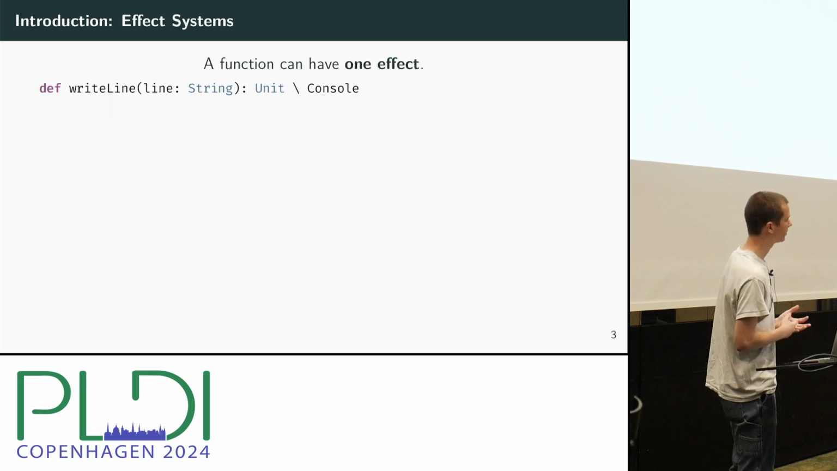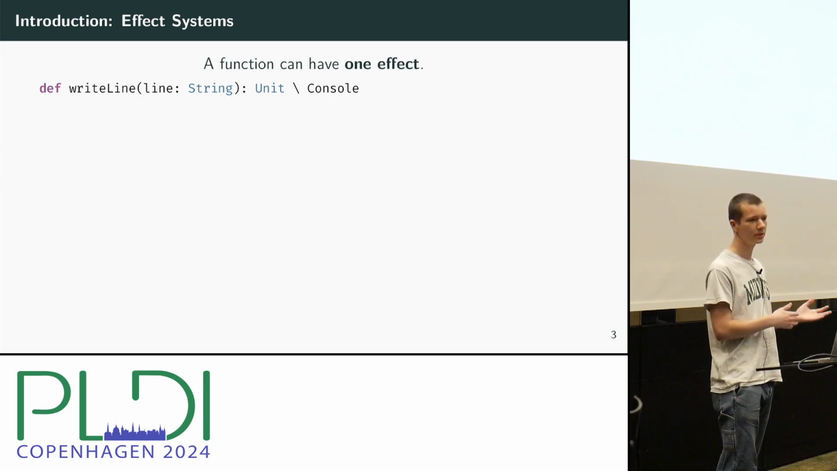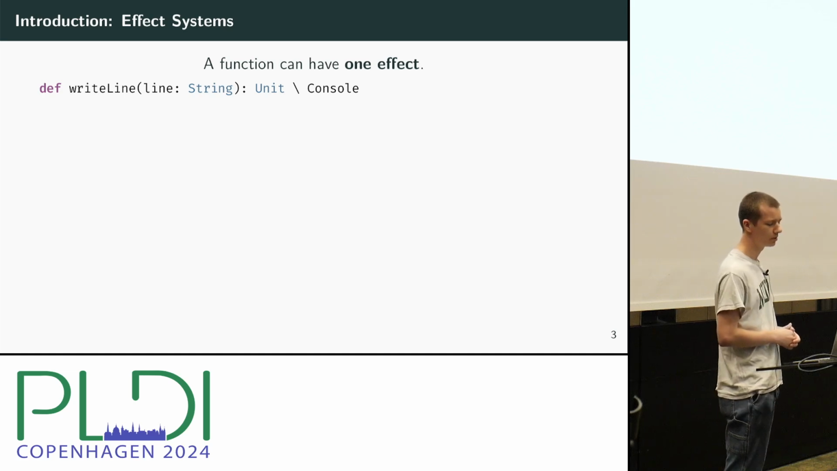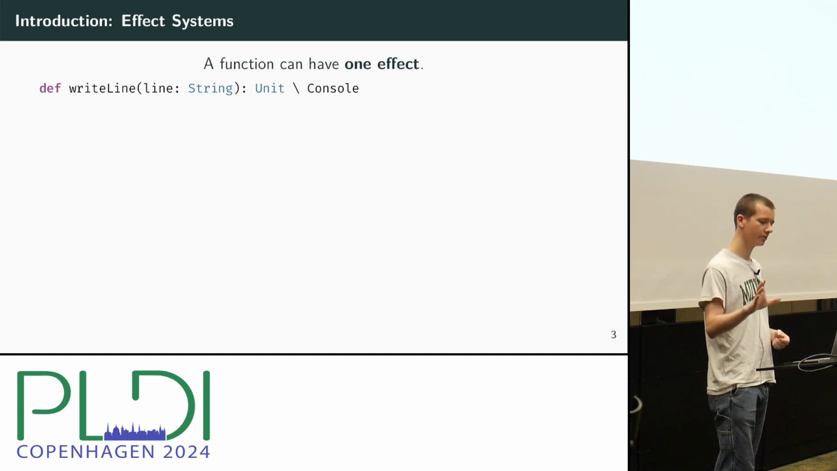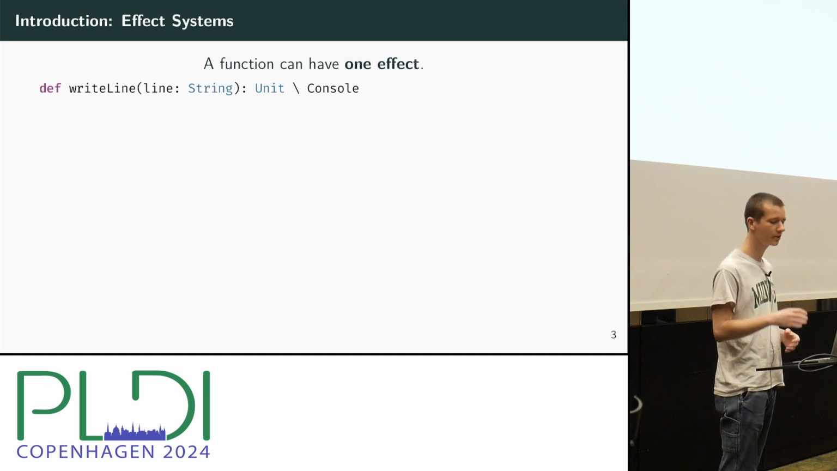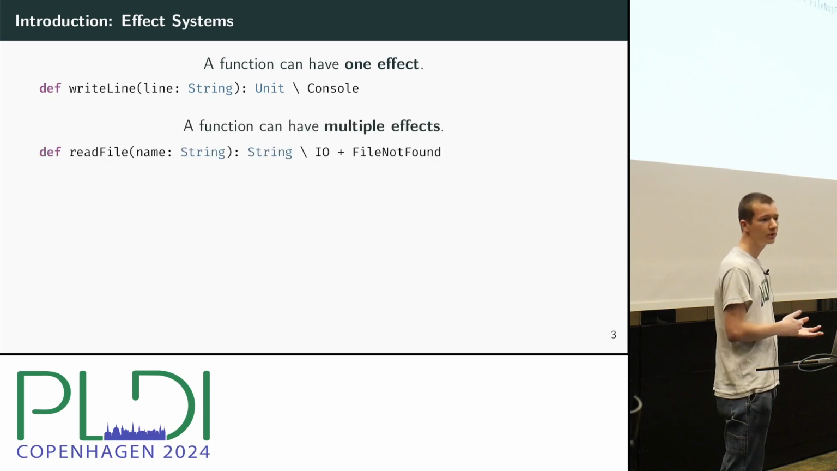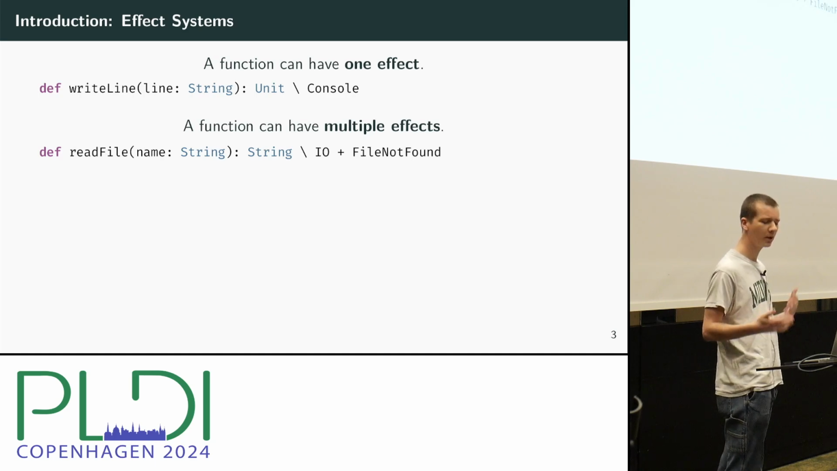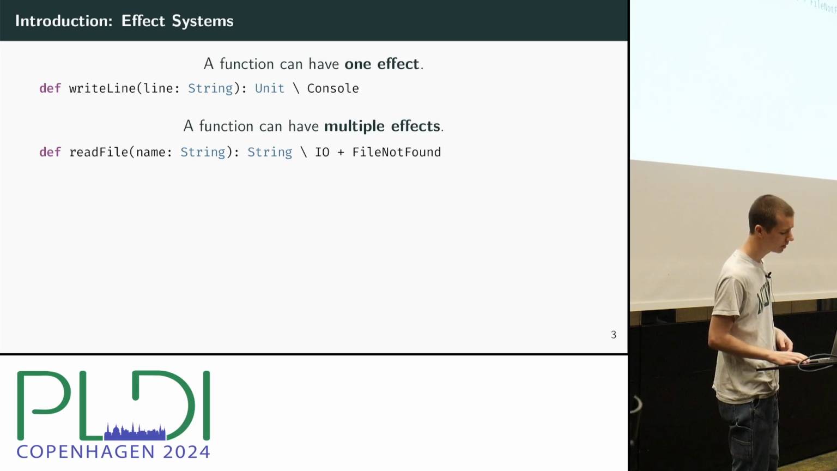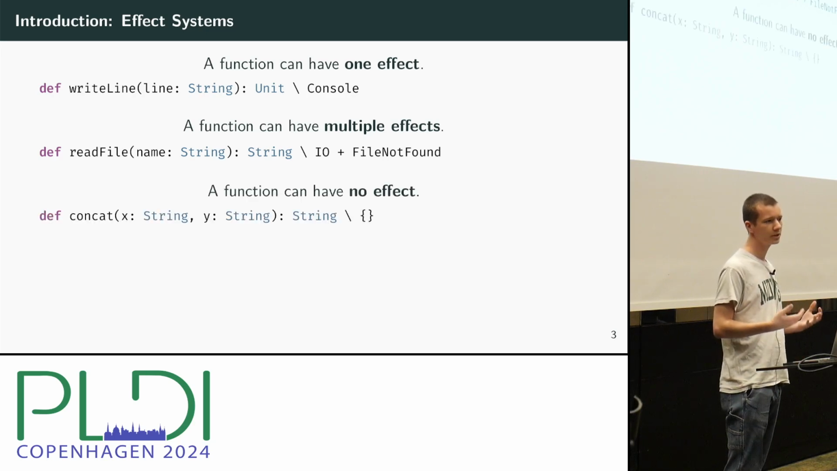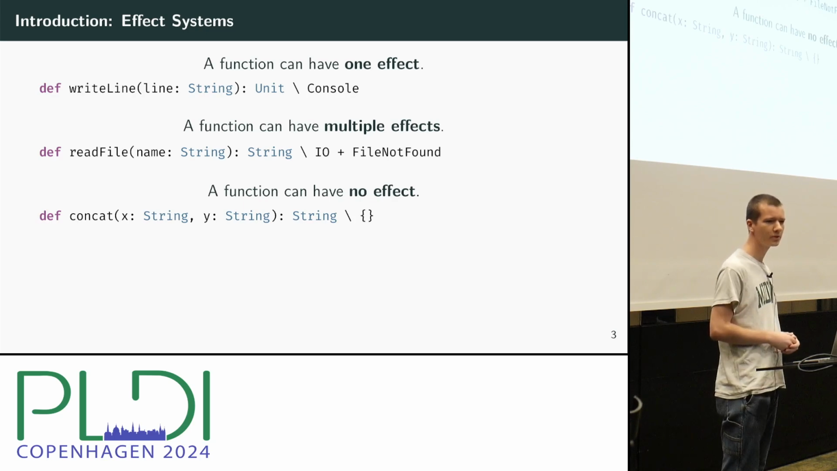When you have an effect system, you'll typically see the effects showing up in type signatures for functions. So here in the write line function, you see on the right, we have the console effect annotated on the right of the function. And we can also have multiple effects. So a read file function might have an IO effect and the possibility of throwing a file not found exception. We can, of course, have no effect if we're dealing with a pure function, like concatenating two strings.